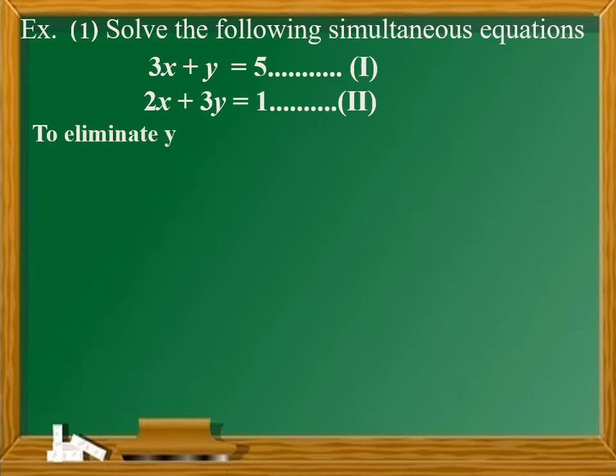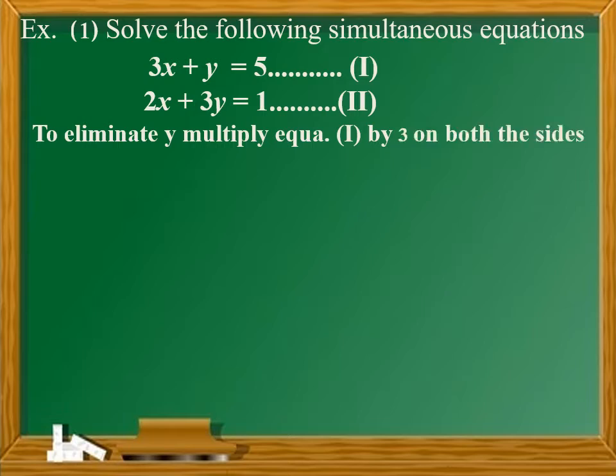So, to eliminate y, multiply equation 1 by 3 on both the sides. Then we will get 3x into 3 plus y into 3 is equal to 5 into 3. You have to multiply 3 to each and every term of equation 1. Then we will get here 9x plus 3y is equal to 15. This is equation 3.